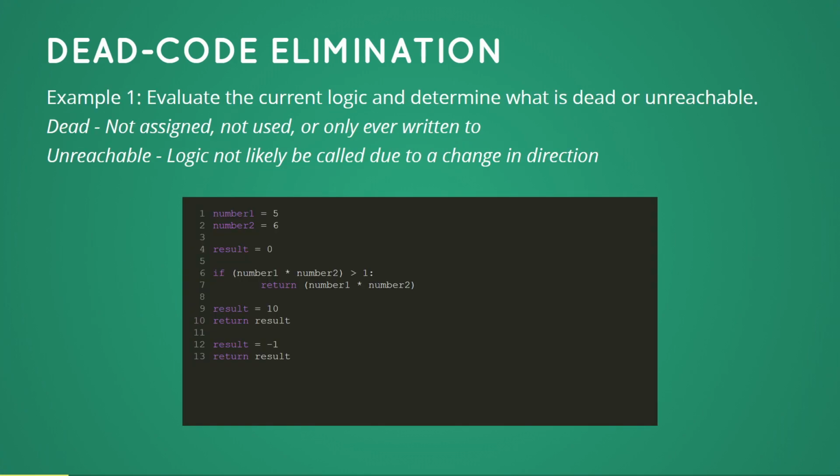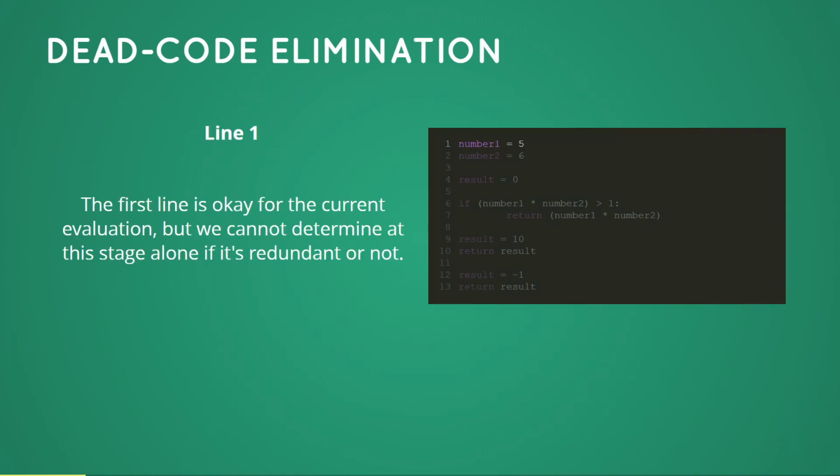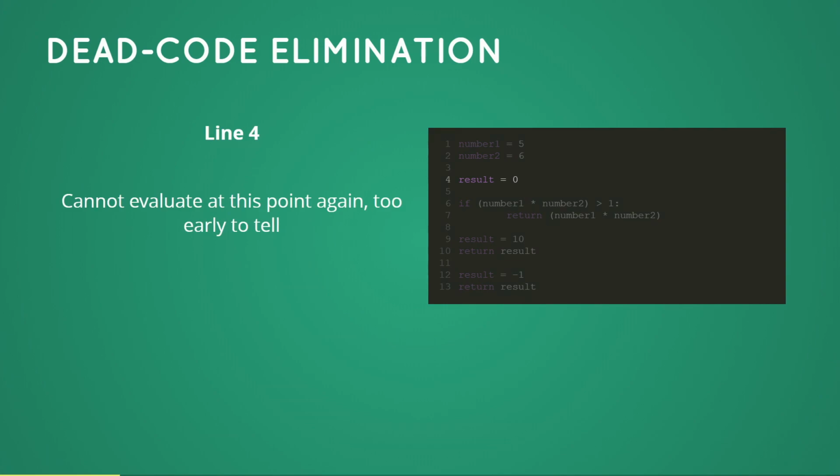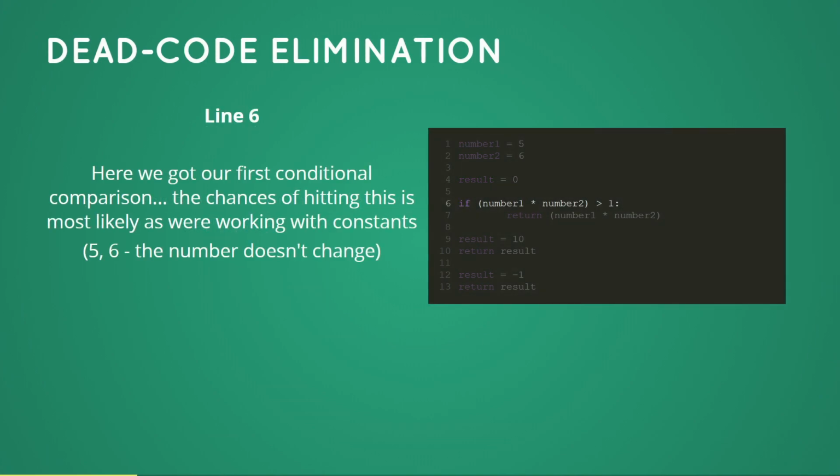The first example. Let's evaluate this logic, and let's go step by step to see how we can make it better using dead code elimination. We can't evaluate yet, but line 1 is fine as it is. Same again with line 2, no changes. And yet again, we can't evaluate because it's too early. We now reach the first conditional. This means the chance of hitting this is most likely, assuming that we're only working with constants. If we're not working with constants, this may slightly change, but not likely, depending on what the result will be.